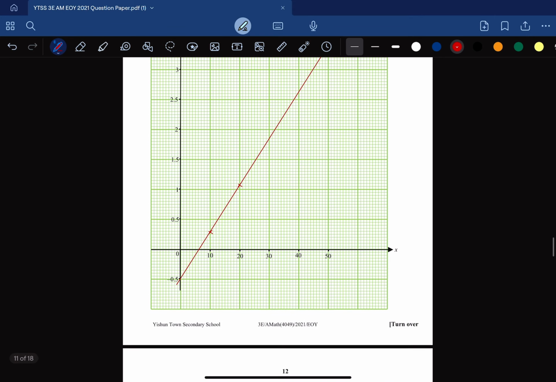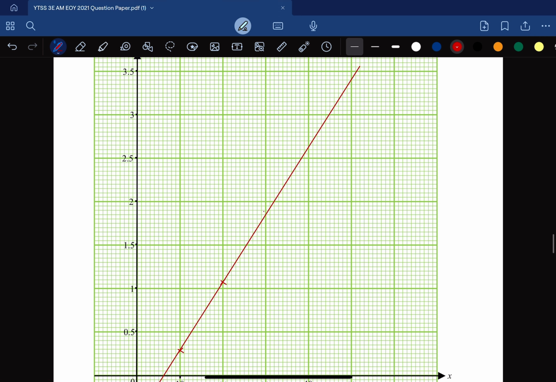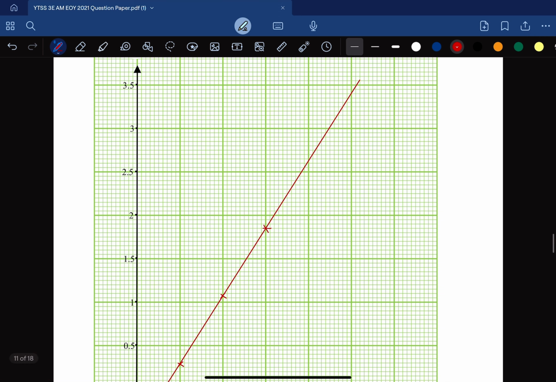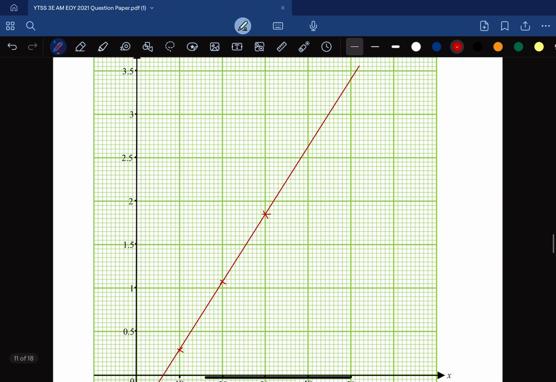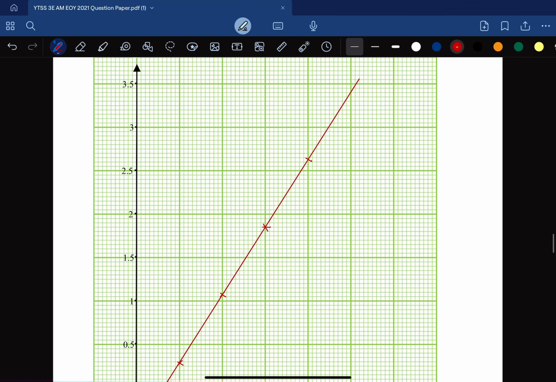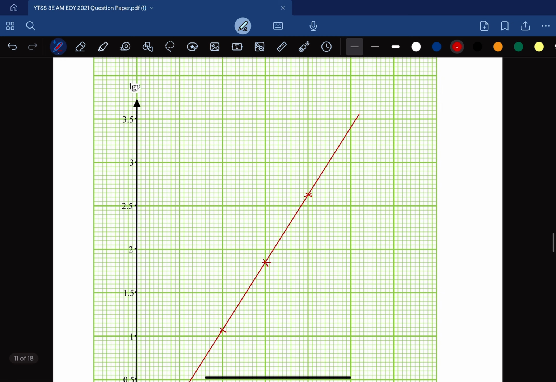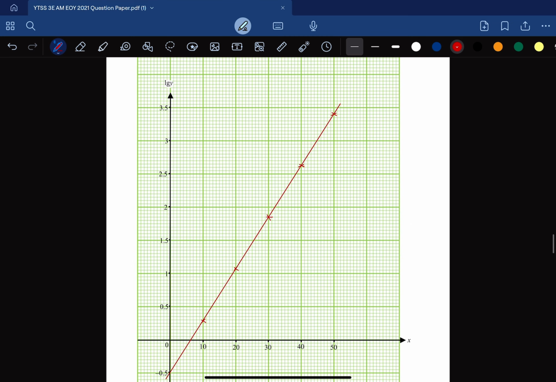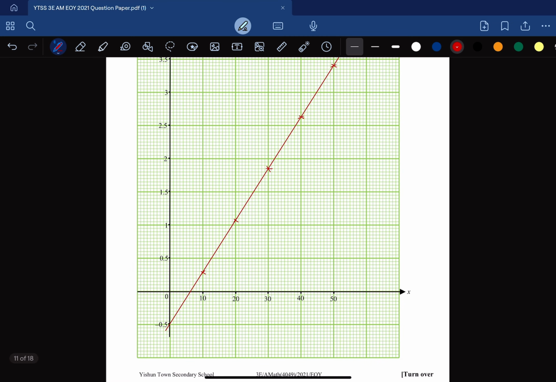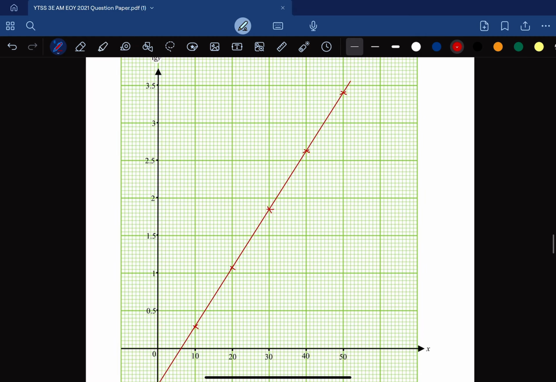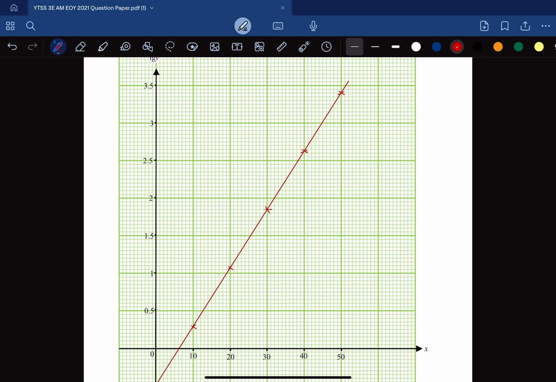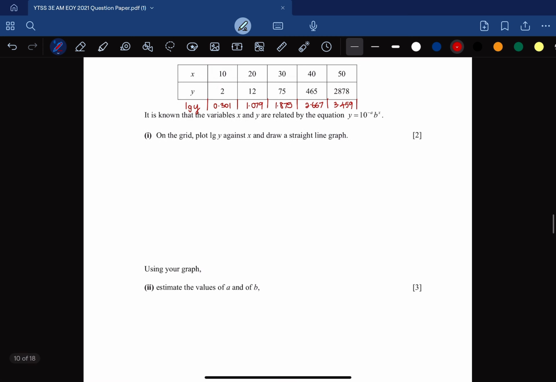So 30 would be here, 40 would be here, and 50 would be here. Therefore your graph should look something like this. From there we can now label your graph as well. Once I've drawn this, I can actually form the straight line equation based on the equation provided.